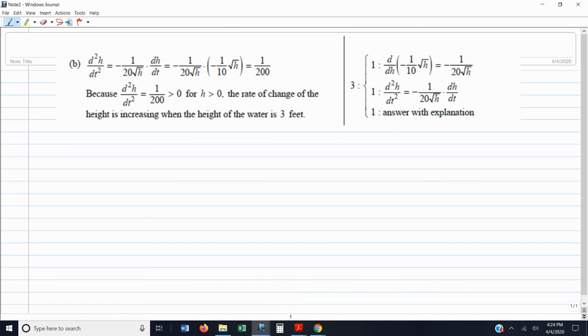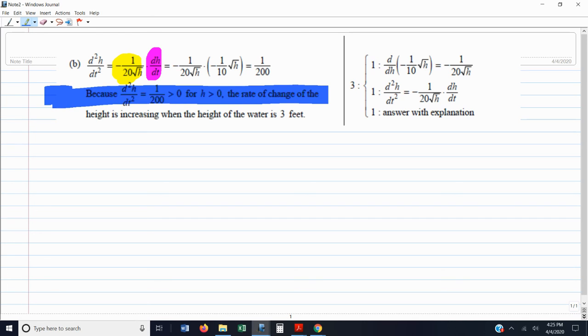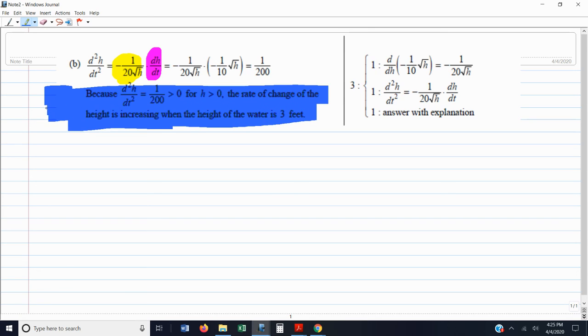And jumping to the rubric, like I said, they gave you a point for that first part of the derivative, like I showed you. I can put that right here too. So that was the first point. If you recognized that you also needed the derivative of h, that was your second point. And then the final point is the answer, which is right here. Because the second derivative is greater than 0, the rate of change of the height is increasing when the height of the water is 3 feet, and really leaning on the question to copy a lot of the question when you write that answer. And that is part B.